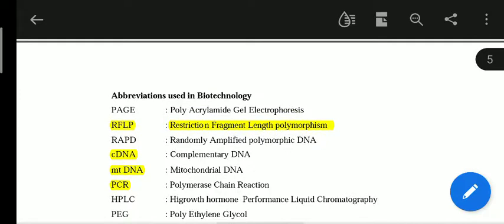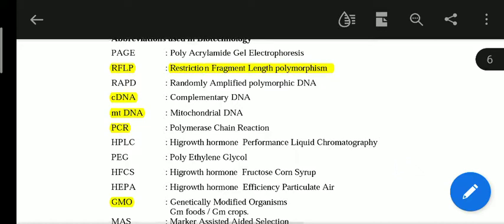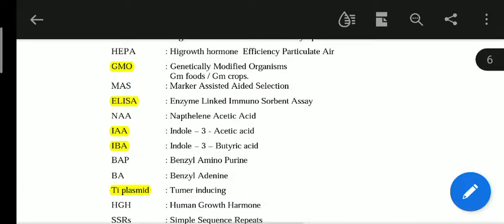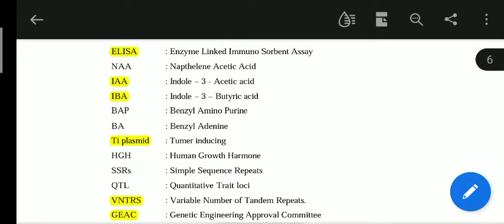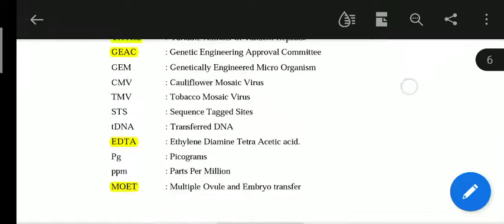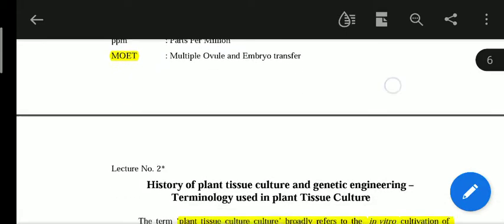Now coming to the abbreviations used in biotechnology. Friends, here are some of the abbreviations which you have already studied in your class 11th and 12th, like RFLP, restriction fragment length polymorphism, cDNA means complementary DNA, mtDNA means mitochondrial DNA, PCR, polymerase chain reaction, GMO, genetically modified organism, ELISA, enzyme linked immunosorbent assay, IAA, indole 3 acetic acid, IBA, indole 3 butyric acid, Ti plasmid, VNTR, GESC, EDTA, you have also read in class 12 in inorganic chemistry, in the lesson coordination compounds, and MOET.